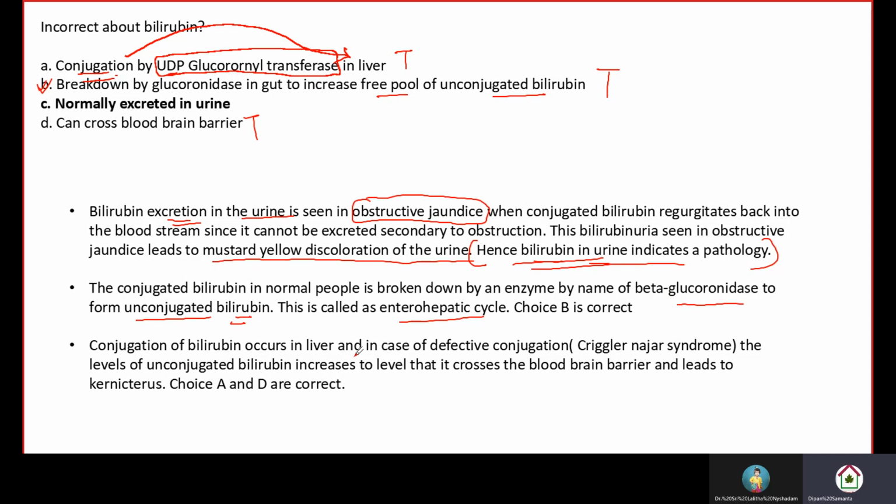So conjugation of bilirubin occurs in liver. In case of defective conjugation like Crigler-Najjar syndrome, the level of unconjugated bilirubin increases severely and it crosses the BBB, leading to kernicterus, especially in Crigler-Najjar syndrome. So option D is also correct. Option A is correct. Option B is correct. Which one of these is incorrect? Normally excreted in urine. This is the false statement.